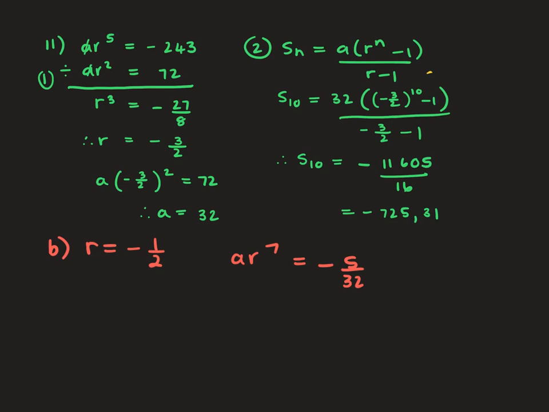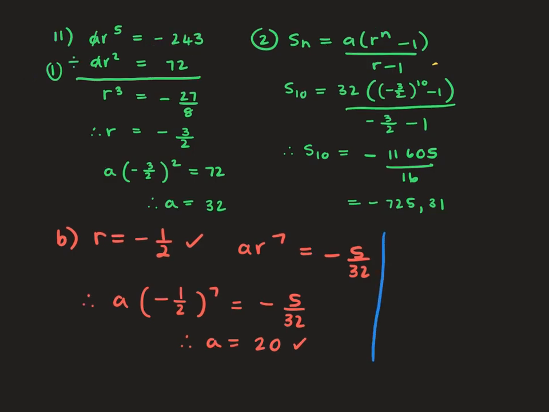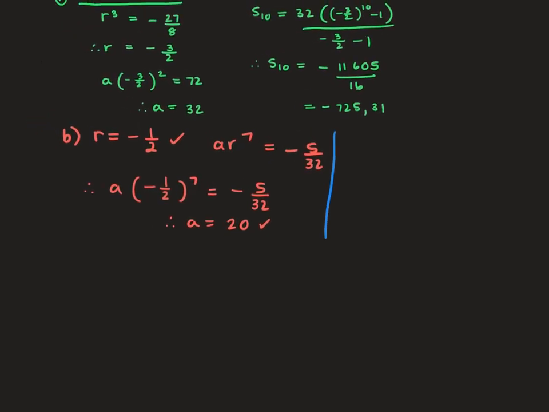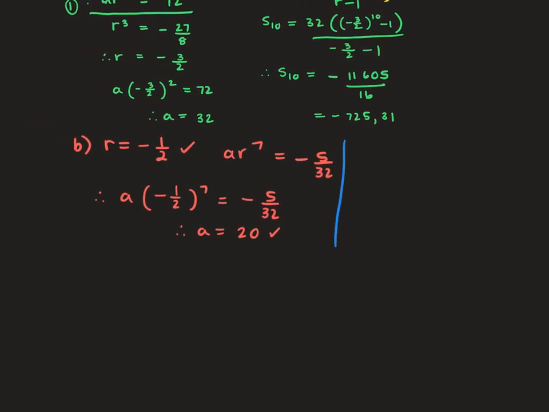Well, we already know what r is, so we can figure out A. We're just simply going to substitute negative half into r from what we have above. So we get that a is going to be 20. That's nice. Now I have a and I have r, and the question is to sum the first 8 terms. I'm going to finish that off on the side here, so let's just go underneath.